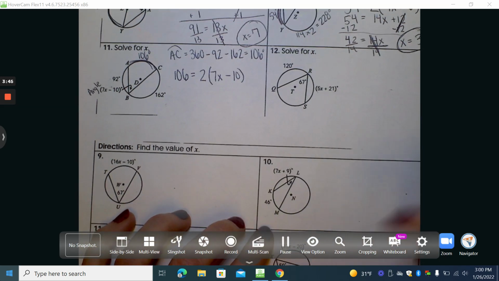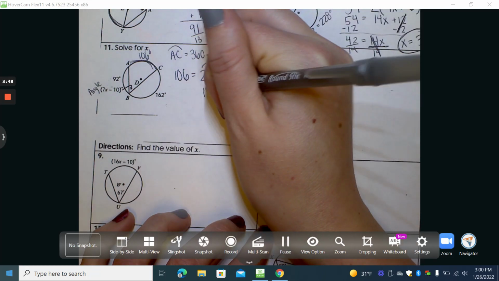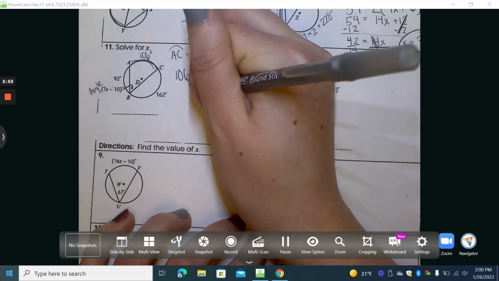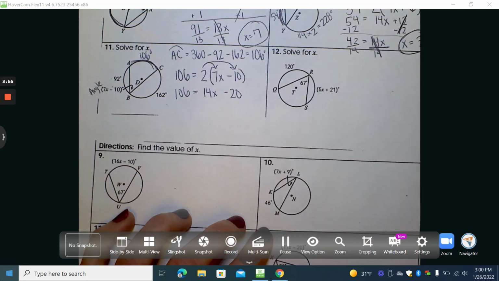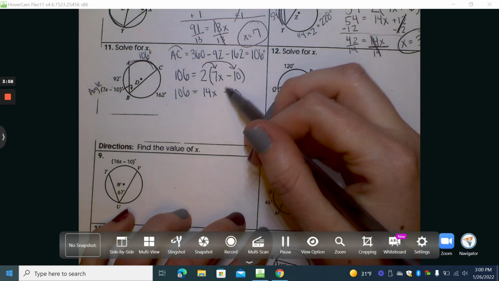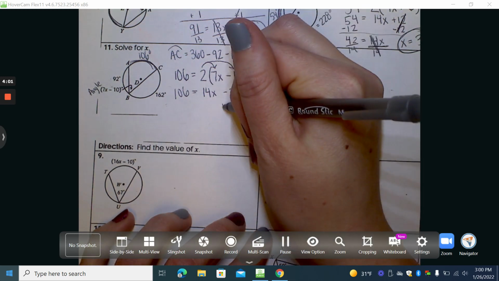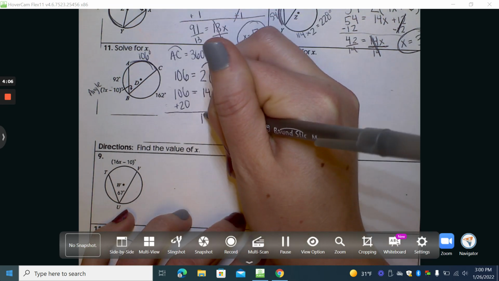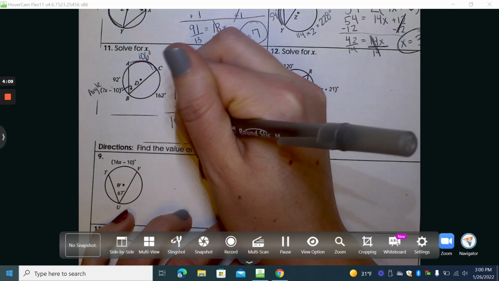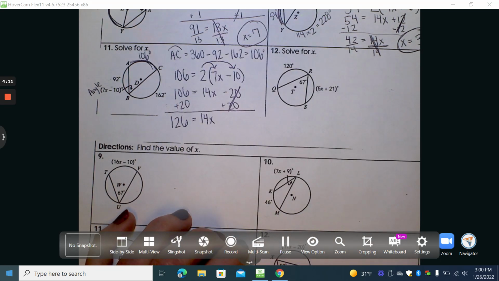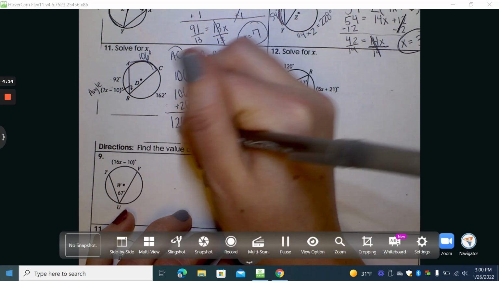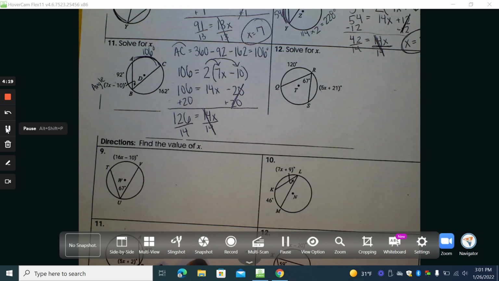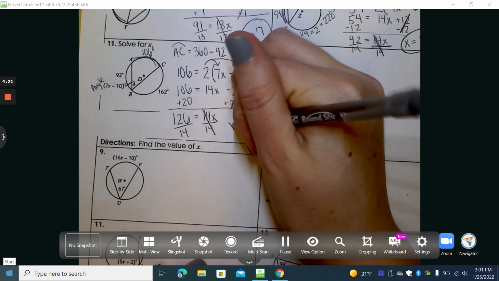So let's go ahead and distribute and solve for this. 2 times 7 is 14x. 2 times negative 10 is negative 20. The opposite of minus 20 would be plus 20. So I'm going to add 20 to both sides. And that leaves me with 14x equals 126. And my last step is to divide by 14. And so I get 126 divided by 14, which is 9.